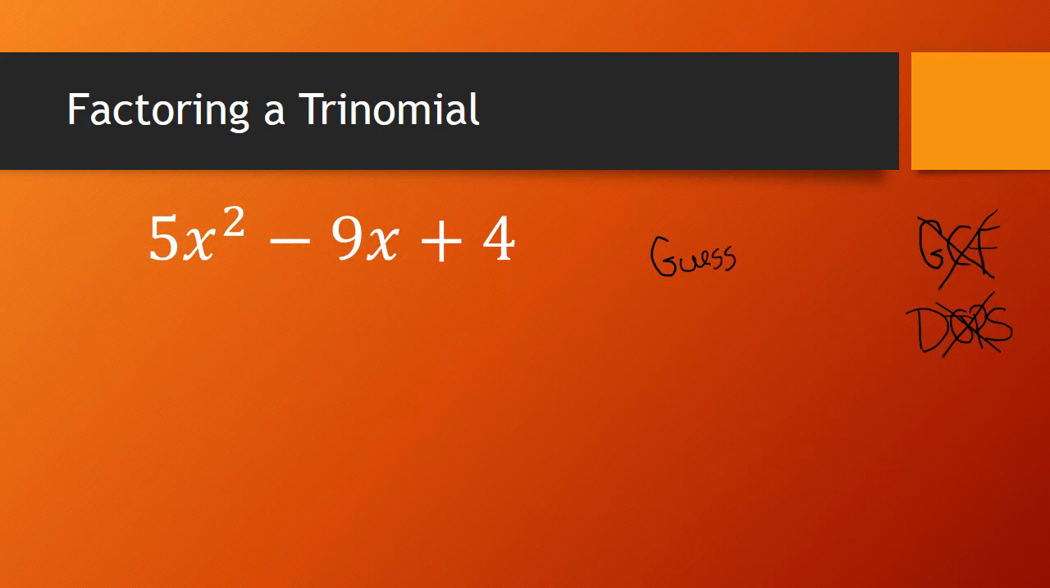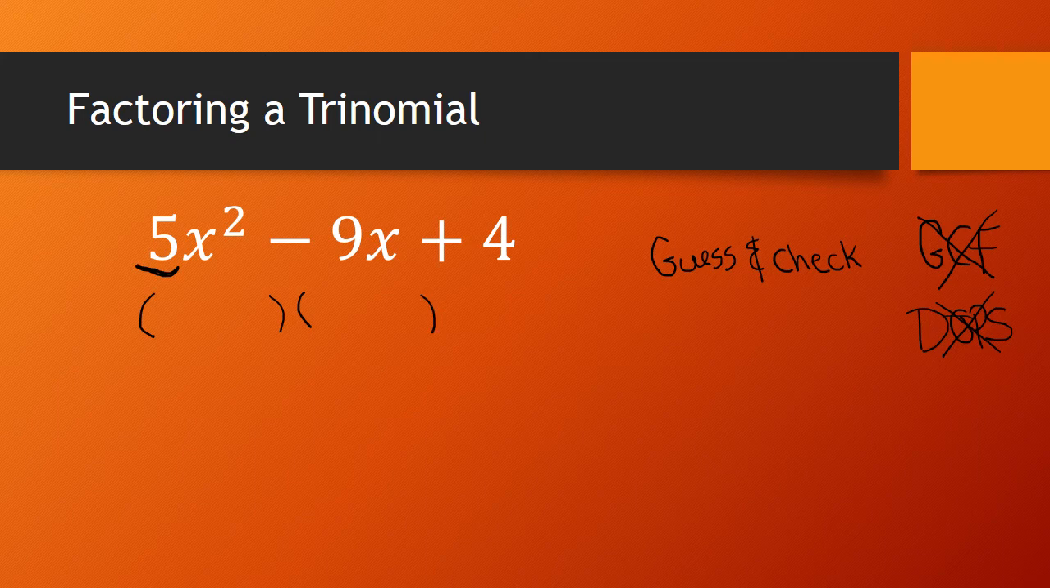And to find out if it's going to be an easy guess and check or not, I have to ask myself, what is the leading coefficient? And in this case, the leading coefficient is greater than 1, which is 5. And that means that I'm going to have to do a lot of guessing and checking to factor this trinomial. So I'm going from the standard form to the factored form.